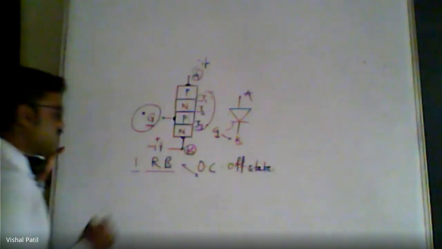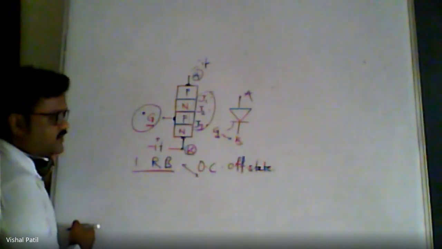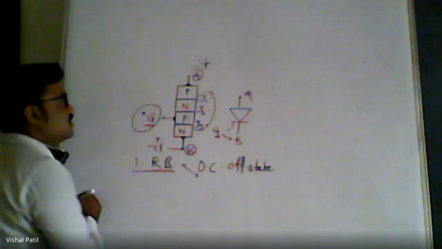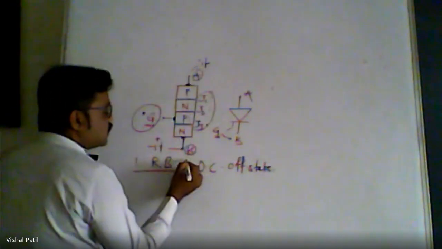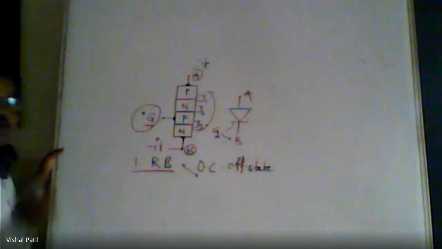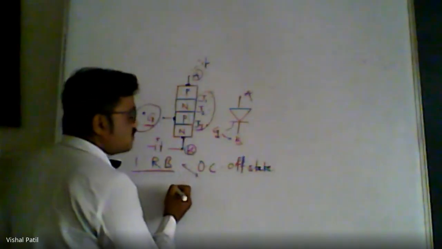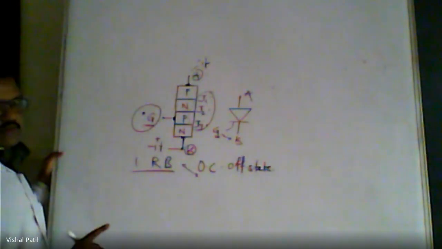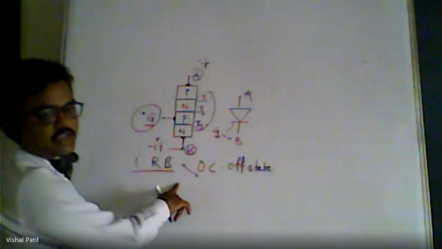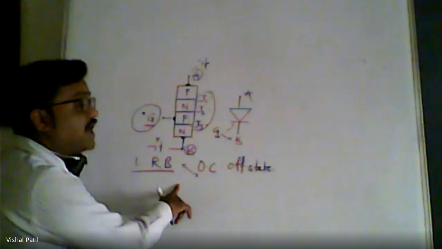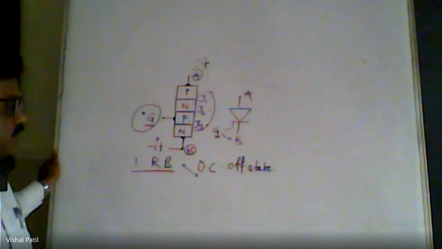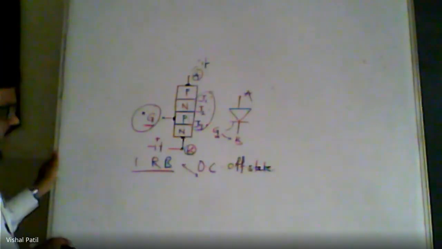So in the first mode of operation, reverse blocking, we keep the gate terminal open. Accordingly, we connect anode to the negative terminal and cathode to the positive terminal, hence we call it reverse bias. In this mode, a very small leakage current flows due to the minority carriers only, and that current we call the reverse leakage current. It is very small.